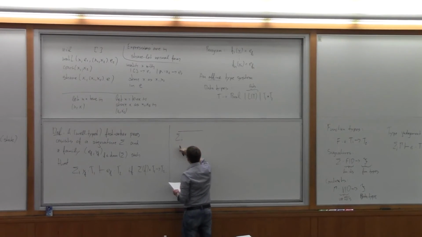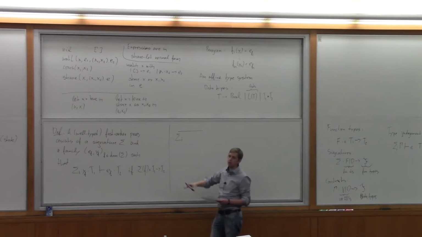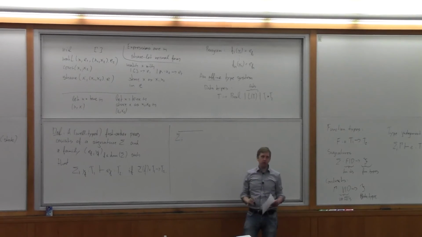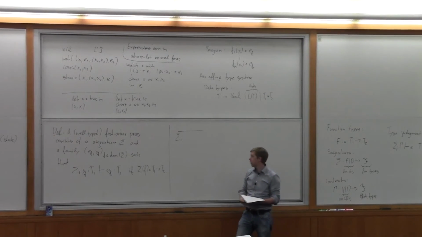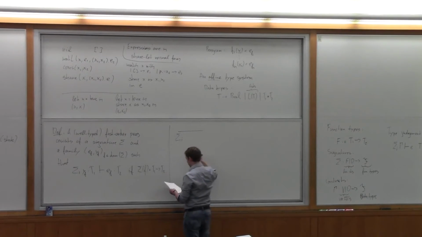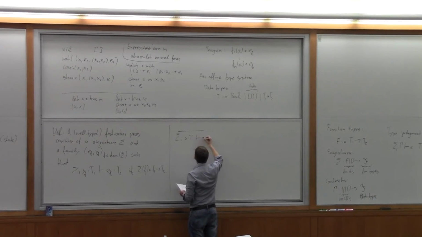In every type rule you always have the same signature, so this will never change. You could also leave that out and say you have a global one, or write it at some other place. So this will always be the same. And now we're going to see the rule for the variables.